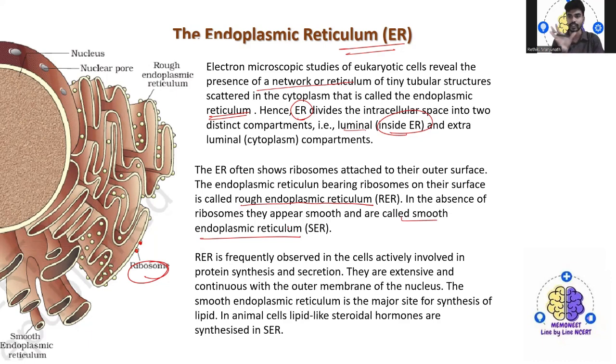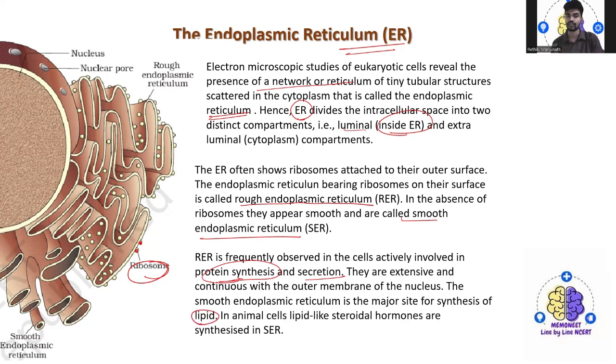The rough endoplasmic reticulum is frequently observed in cells actively involved in the synthesis and secretion of proteins. They are extensive and continuous with the outer membrane of the nucleus. And coming to the smooth endoplasmic reticulum, it is the major site of the synthesis of what?